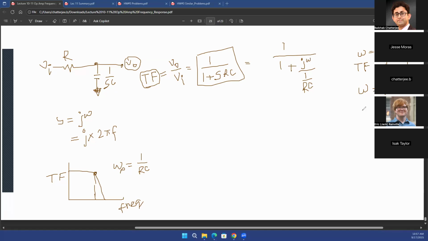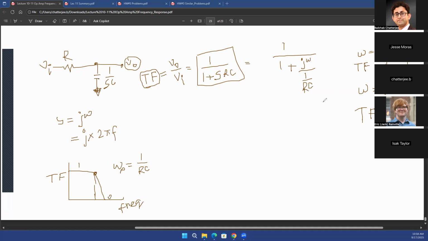So at omega equal to infinite, your transfer function is going to become 1 divided by 1 plus j omega. Now, because omega is infinite, you have an infinity here. So 1 over 1 plus infinity is effectively equal to 0. So at infinite frequency, you have 0 as your transfer function. And at 0 frequency, you have 1 as your transfer function. So this is 1. At large frequencies or infinite frequency, this becomes 0.